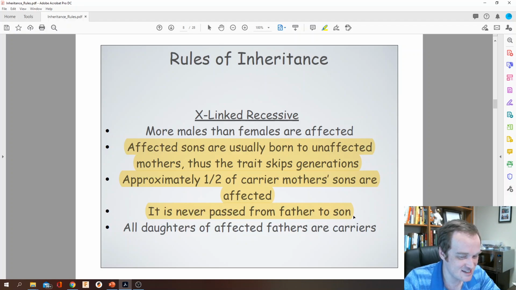Why is that? Because of this XY thing again, remember. If you have a father that has it and you're a son, you never get an X chromosome from your dad if you're a son, only if you're a daughter. You get the Y from your dad if you are a son. So it's never passed from father to son. And then lastly, all daughters of affected fathers are at least carriers for it. If you're a daughter, you automatically get that affected X, and then it depends on if your mom had it or not. So at the least, you're a carrier. If you also get an affected gene from your mom, then you'll have the disease.